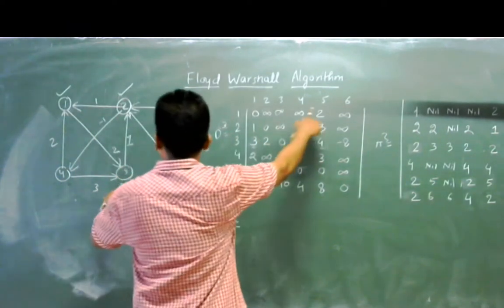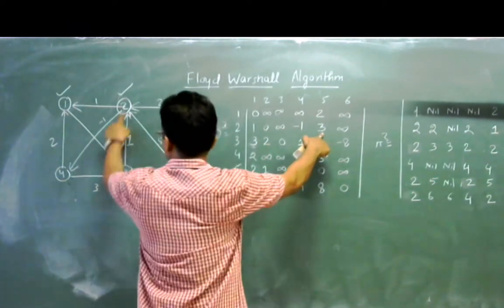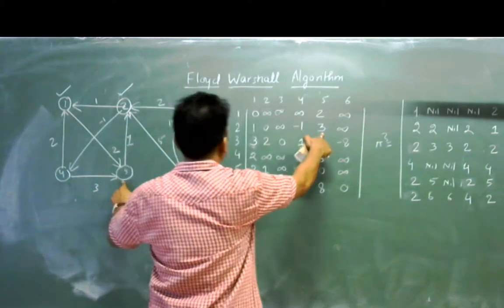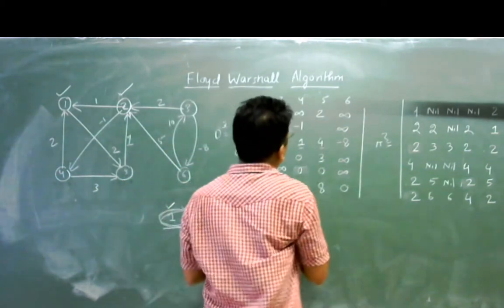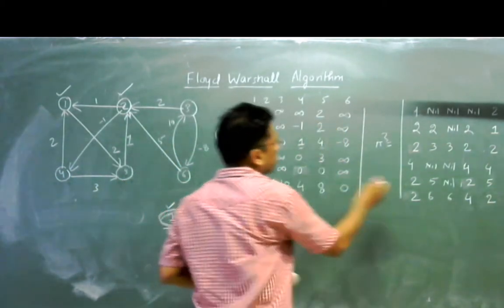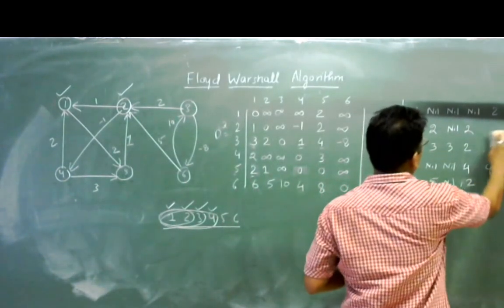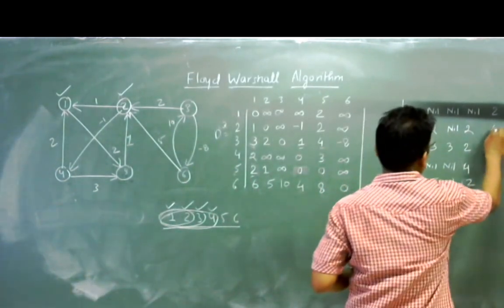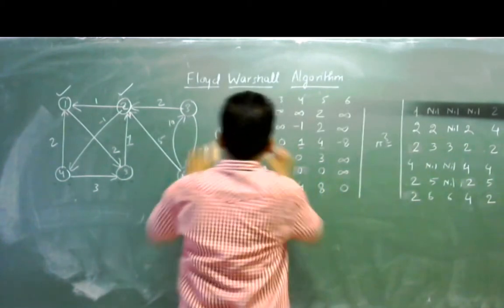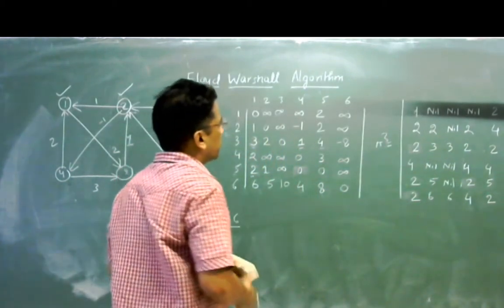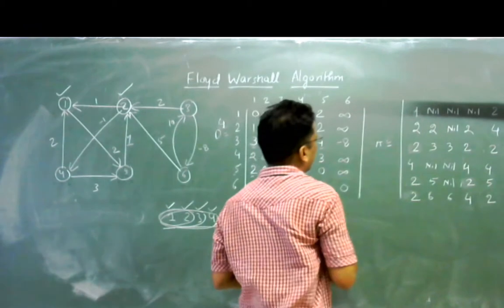The 2 to 5 distance was 3, but now it becomes minus 1 plus 3, which equals 2. So it will be updated, and this value will be marked as D4. This is being done in round number 4, right? So this will also be called the pi 4 matrix.